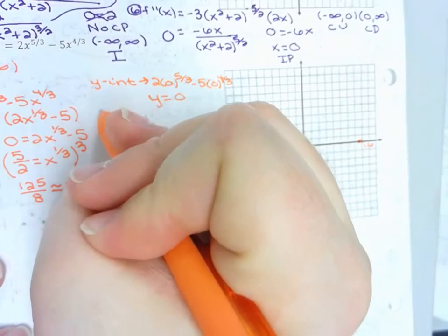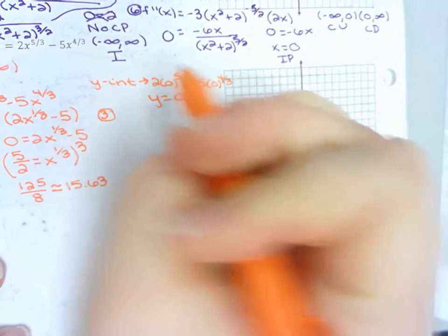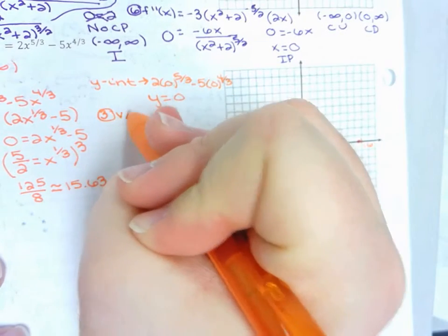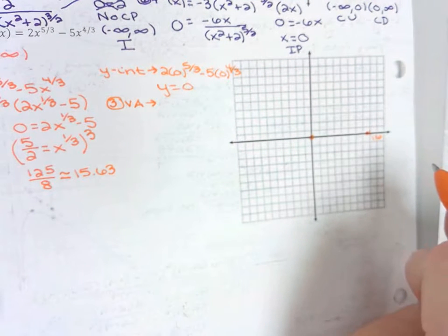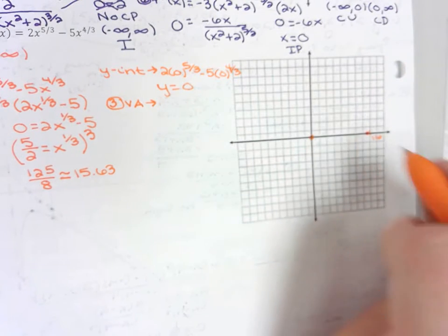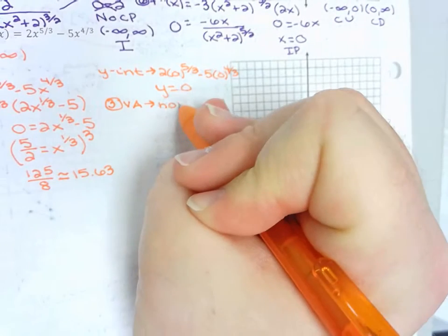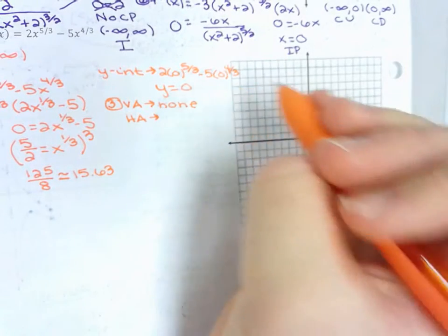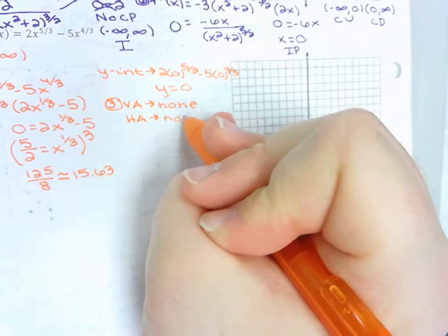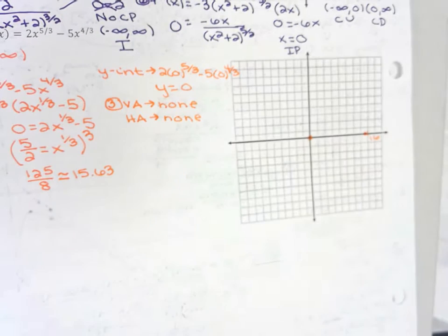Okay, third thing is asymptotes. So vertical asymptotes. Any x values that won't work? No? So none. And horizontal asymptotes. Do I ever have horizontal asymptotes on a polynomial? No. So vertical asymptotes and horizontal asymptotes are usually only when we're worried about rational functions. That's usually where they come from.